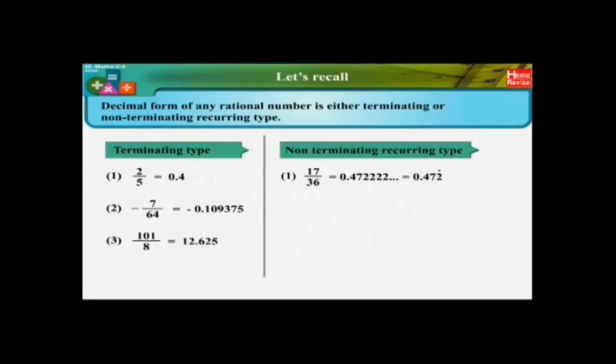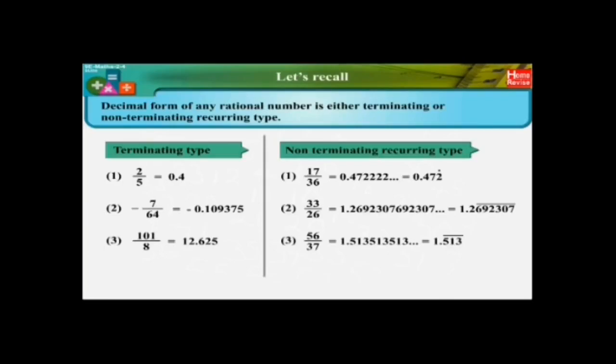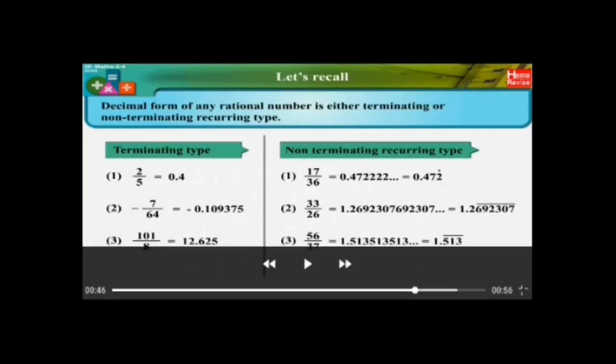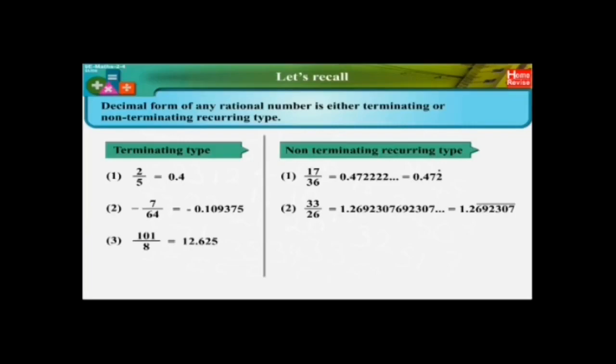And in non-terminating recurring, you never get the final quotient. Always there is some remainder and the quotient keeps on going. Sometimes it is recurring, sometimes it is non-recurring. As you can see here in the examples, 17 upon 36 is equal to 0.47222, so we will write 2 bar. And similarly in the second example, you can see a few numbers are repeating, it's not a single number. 692307 is repeating.